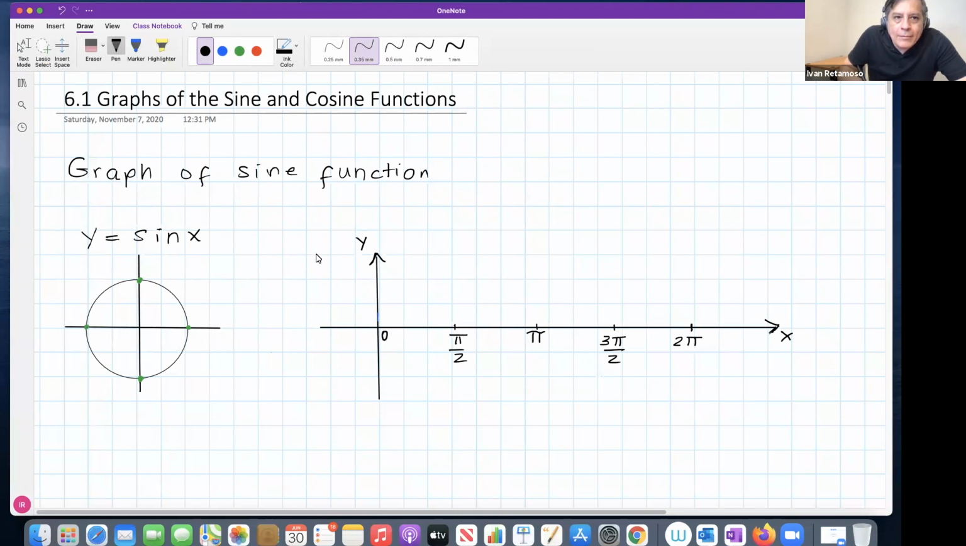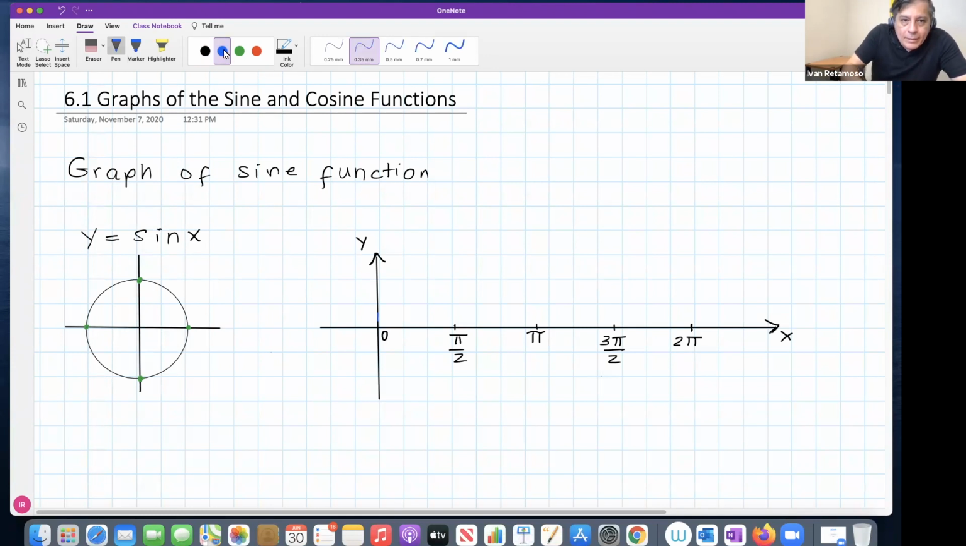6.1 graphs of the sine and cosine functions. Remember, guys, yesterday I showed you that if we work using the unit circle, it is possible to associate the angles measuring radians with the value of the trigonometric functions, right? So it is possible to come up with this function y equals sine of x, for example. Now we are going to graph this function y equals sine of x. I will show you how.